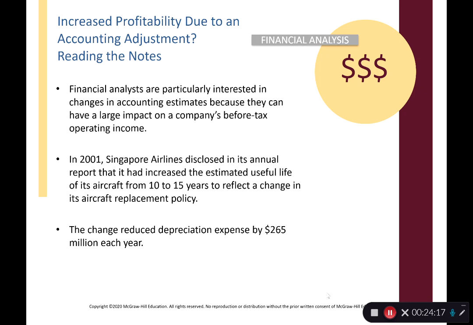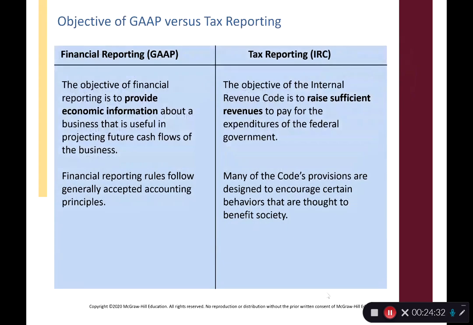So it's important to look at the notes to the financials, because a company may appear to be doing significantly better, but in fact it's just a result of them changing their estimates or methods of calculating depreciation.